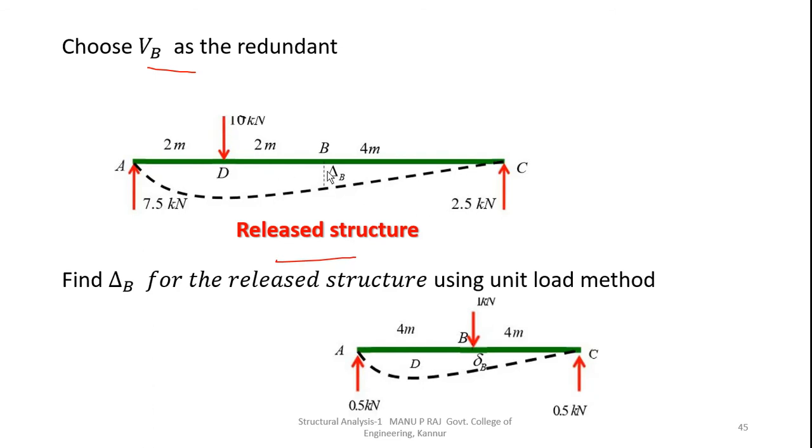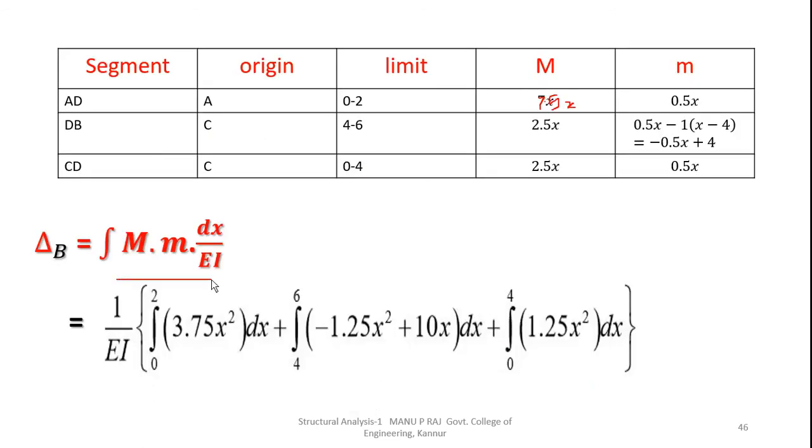Now, if there is no support at B, or if you are removing this VB, there will be a deflection, capital delta B, at the point B. To find delta B for the released structure, we will use the unit load method. Unit load method means we will apply a unit load at B. Then using the relation integral m M dx by EI, using this table you will get the unit load method values. Using this relation we will get the value of delta B.